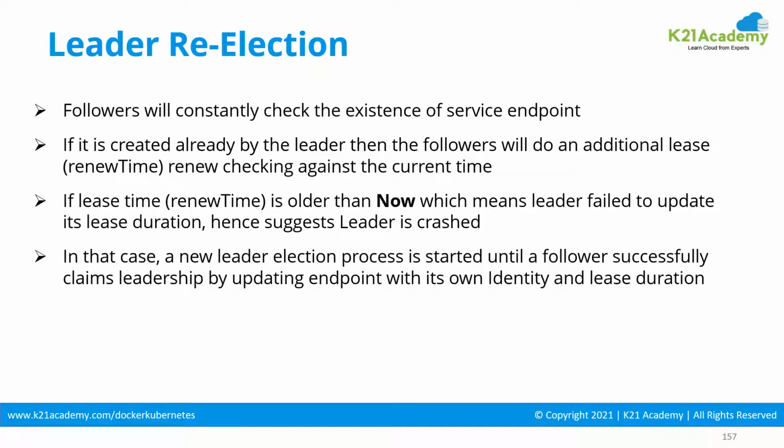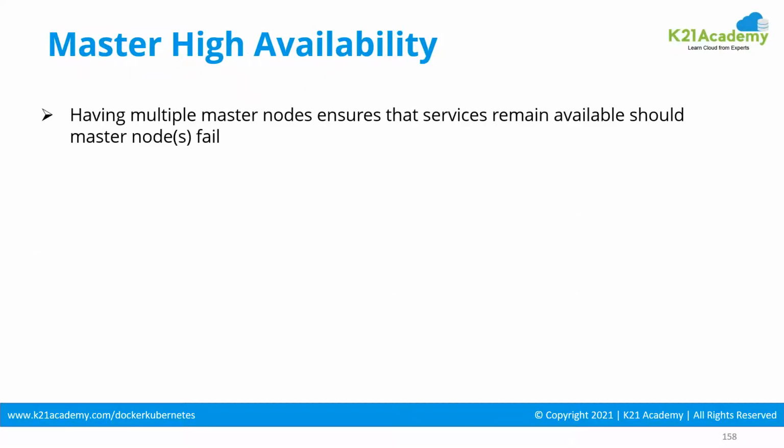All right, so if the renew time is older than now, it means the leader failed to update its lease during the duration, and suggests the leader has crashed, right? Then the followers will start becoming a leader. Whoever tries to add the endpoint into the API service will be treated as the leader again. That is what we have discussed, guys.